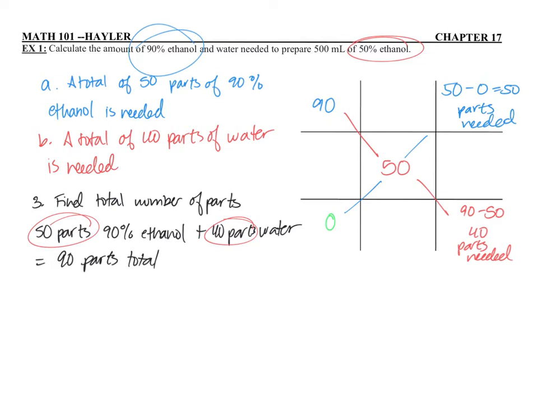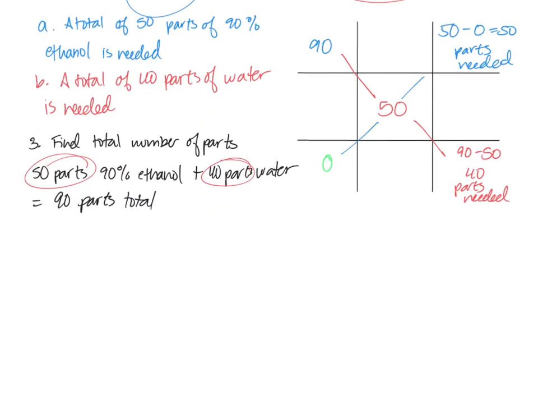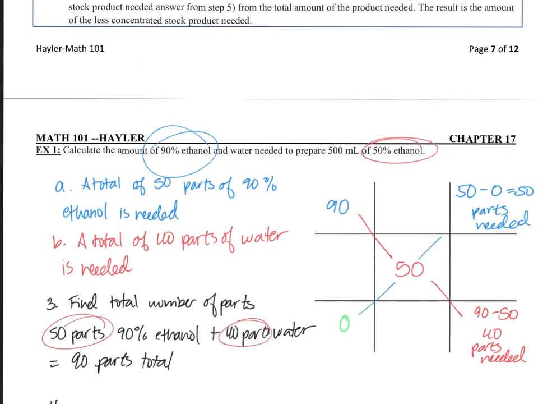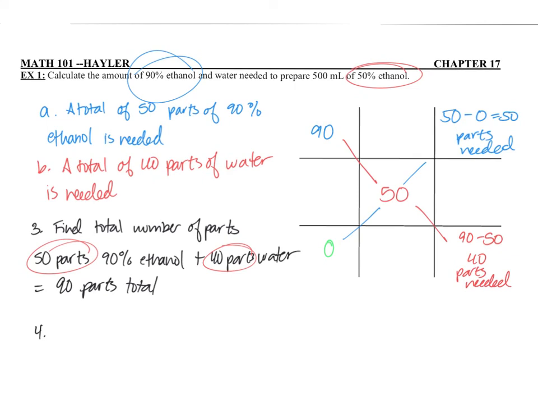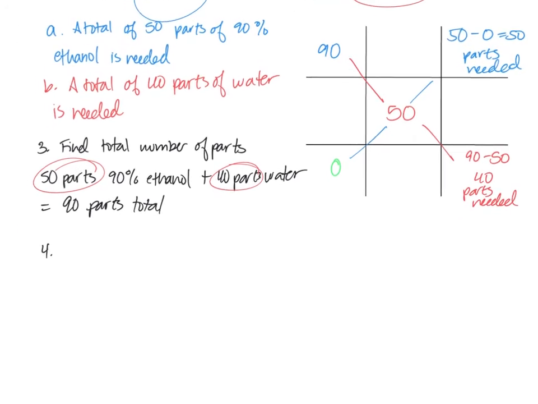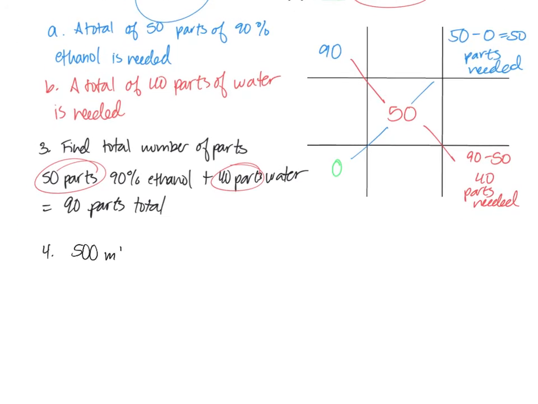Alright, so the next step, we're going to go ahead and find the size of one part. And how we do this is we divide the total number of parts into the quantity of the product size that is needed. Okay, once again, I'm just reading this off of the steps that we have listed above. So to do step 4, what we're going to do is take the total number of parts, and we're going to divide that into the quantity of the product that we need. So what is the quantity of the product that we need? Well, the quantity we need is 500 milliliters. So we're going to go ahead and divide that by the total number of parts, which is 90 parts.